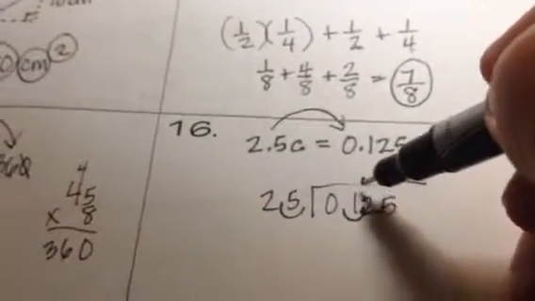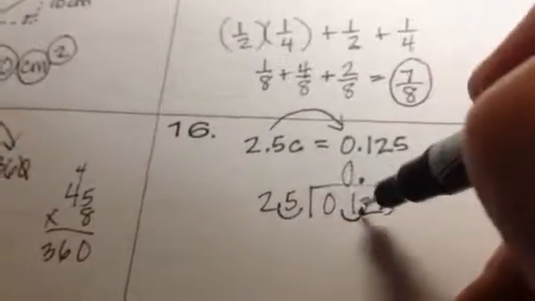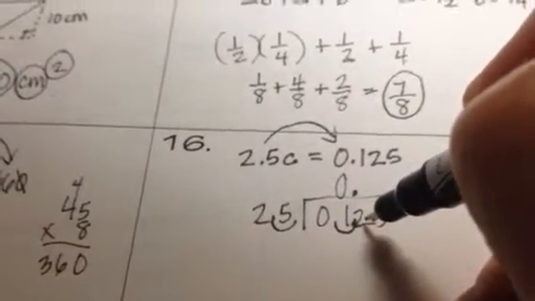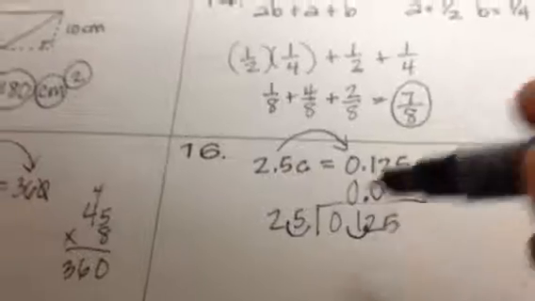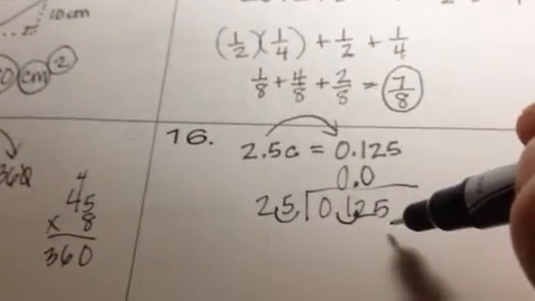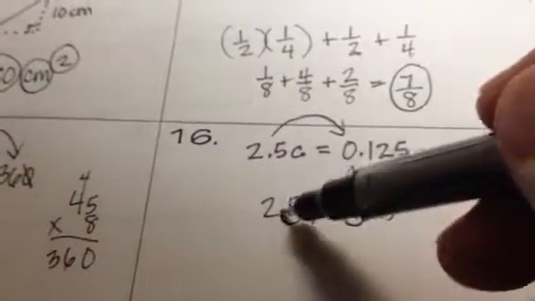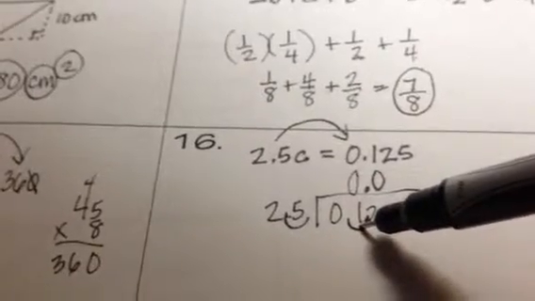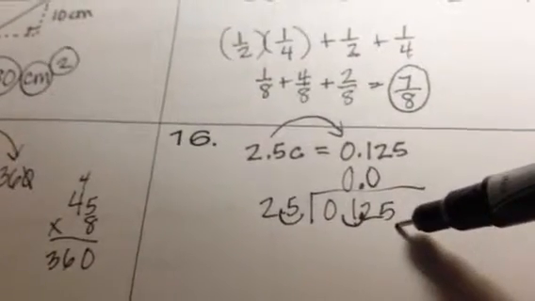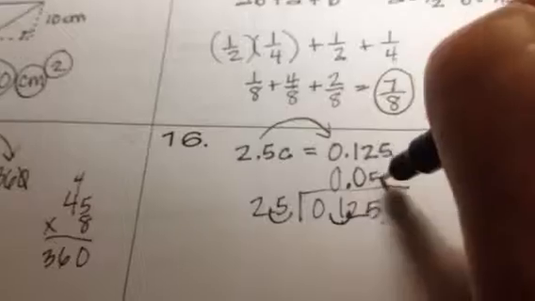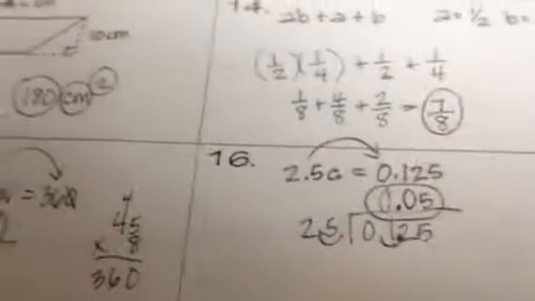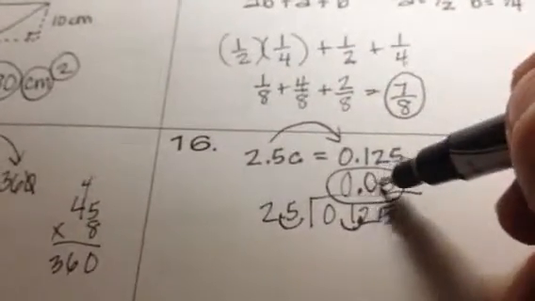Can 25 go into 1? No. Can 25 go into 12? No. Can 25 go into 125? Yes. Think of this as money. 4 quarters would be $1. 5 quarters would be $1.25, so it's going to go in there 5 times. Ta-da! Don't forget these zeros, okay?